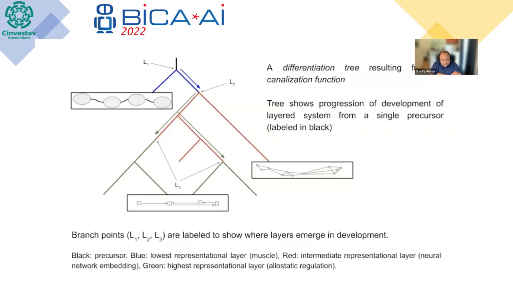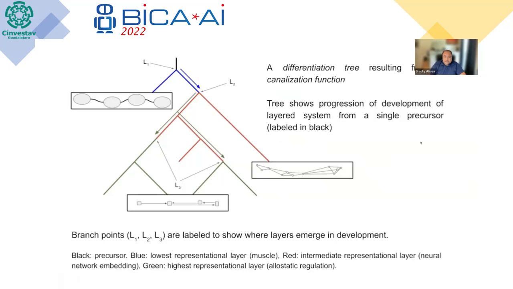And from that differentiation tree, we can form these different layers, and we can determine at what point they emerge. So this is the lowest layer of our model. It emerges first. Then you have this branch point where you have a second layer that emerges, which is some sort of embedding, which we'll see. And then this third layer, which is differentiated a bit more with a few more steps, and you end up with this regulatory system that emerges on top. So we have different branch points, and they lead to these different layers of representational complexity. This is done through a canalizing function, which I won't talk about here.